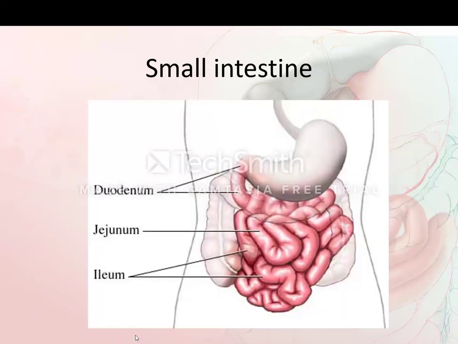Okay, so if we look at the small intestine, now we've done accessory organs that are involved with the small intestine, but the food doesn't actually pass into them. So we're going to go from the stomach into the small intestine. The small intestine is split into 3 sections: the duodenum, the first section, the jejunum, the middle, and the ileum, the last part. Unfortunately, you just have to learn those names. Duodenum, jejunum, and ileum.